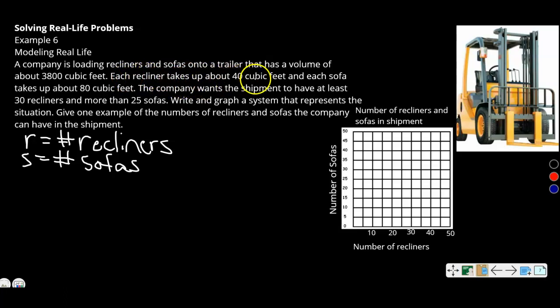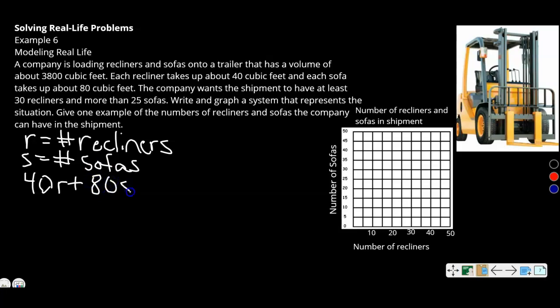So it says each recliner takes up about 40 cubic feet. So we can say 40 cubic feet times the number of recliners. Recliners would be R. And then plus each sofa takes up about 80 cubic feet.